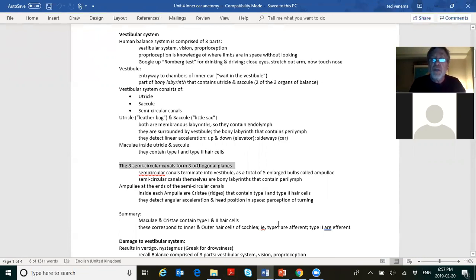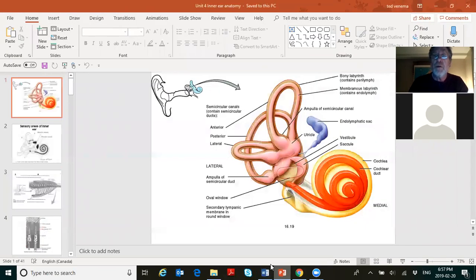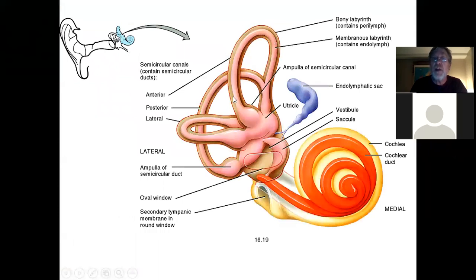And your 3 semicircular canals have a total of 5 enlarged bulbs at the end called ampullae. And they are themselves the bony labyrinths that contain perilymph. Let's look at our picture. Bony labyrinths, semicircular canals, the bony labyrinths that contain perilymph, and then inside the membranous labyrinths containing endolymph. The ampullae, endolymph, contain the hair cells.